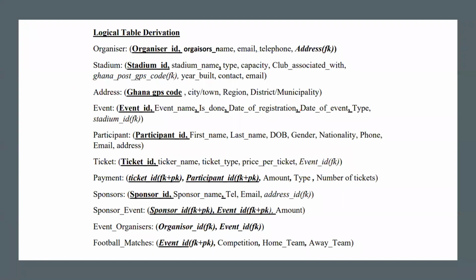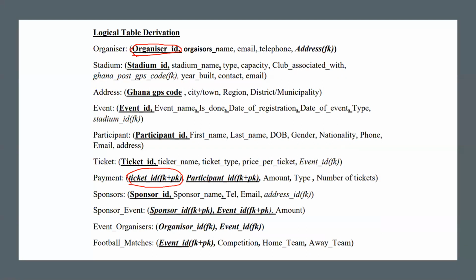Now we go straight to our logical table derivation. So we are talking about how we came about with the logical table. Well, the notation is that strong entities with their primary keys are underlined and bolded, like this one here. And the weak entities also have it, but those that have foreign keys and primary keys are bolded, underlined, and italicized with FK plus PK on their side.